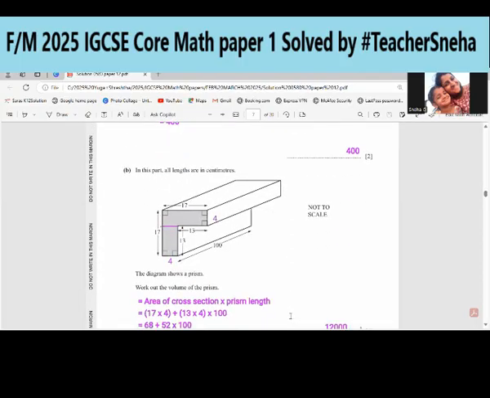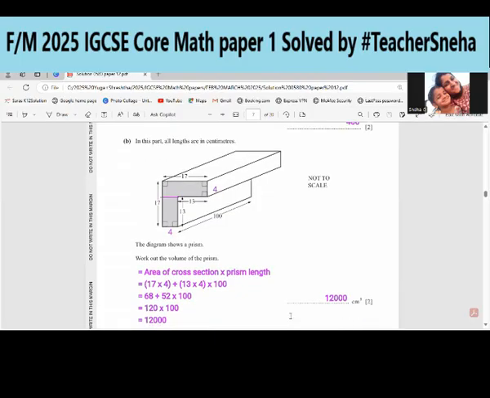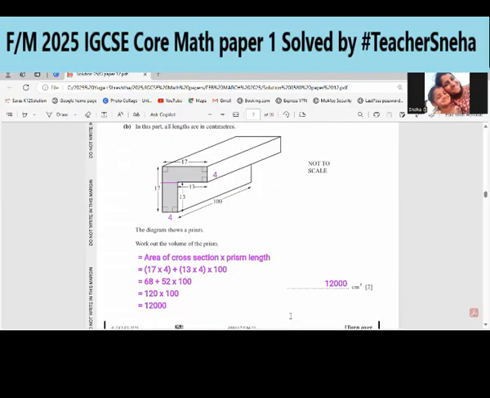Moving further to the B part of this question. In this part, all lengths are given in centimeters. The diagram shows a prism. Work out the volume of the prism. The formula that we will be using here to calculate the volume of the prism is area of cross section multiplied by the prism length.